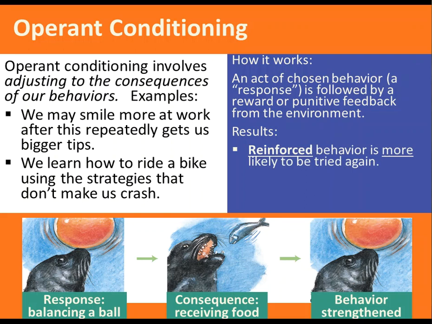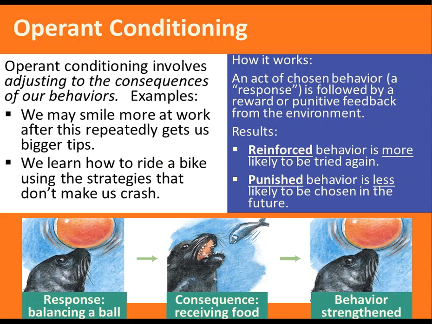So we behave a certain way. If it gets reinforced, we're more likely to do that behavior again. Or we do a behavior, and it can be punished. Punished behavior is less likely to be chosen in the future. So, response: balancing the ball. When the sea lion balances a ball, then it receives food. Therefore, the balancing ball behavior is going to be strengthened. This is a sign of reinforcement.